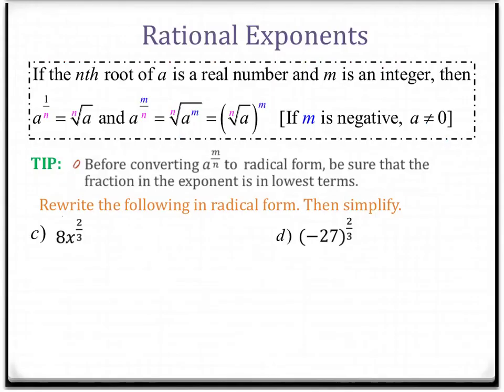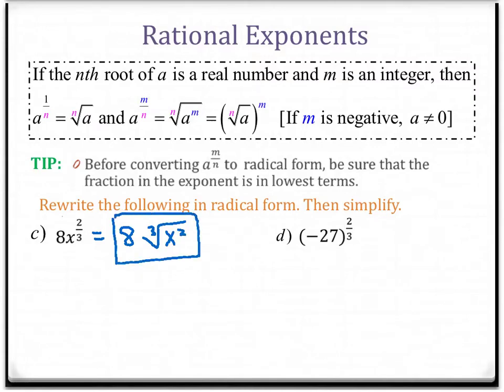So now we're going to do some more examples of rewriting it in radical form and then simplifying. For example part C, it's important to recognize that the 2/3 is only on the x, not on the 8. So when I rewrite this here, the 8 is left alone, and now I'm going to have the cube root of x squared. Now there is no cube root of x squared, so that's going to be my final answer written in radical form.